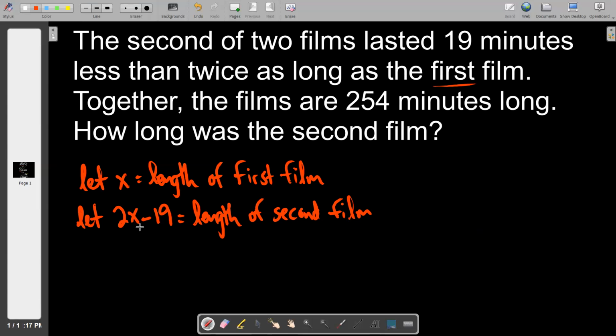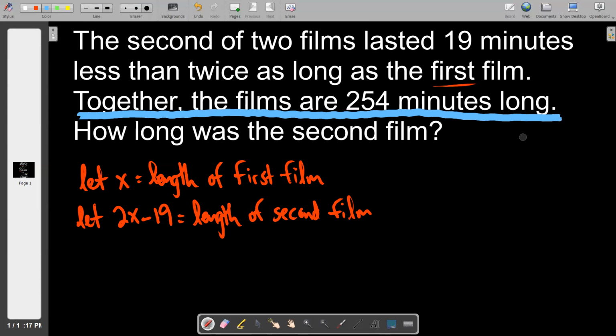What's step two? Write an equation. And that's going to come from this sentence that I'll underline in blue right here. Together, the films are 254 minutes long. That's what I need to write an equation. What's that going to say? Beautiful. Step one, done. Step two, done.